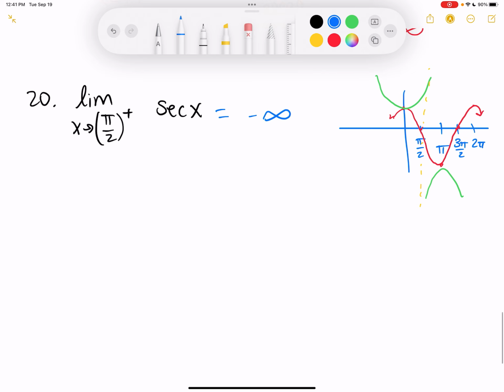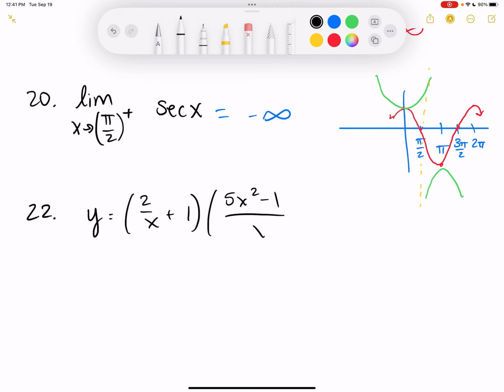Number 22. Find the limit as x approaches infinity of y and the limit as x approaches negative infinity of y. So we have y equals (2 over x plus 1) times (5x squared minus 1) over x squared. So I need the limit as x approaches infinity of y, and I'm just going to say y instead of having to rewrite the whole thing.